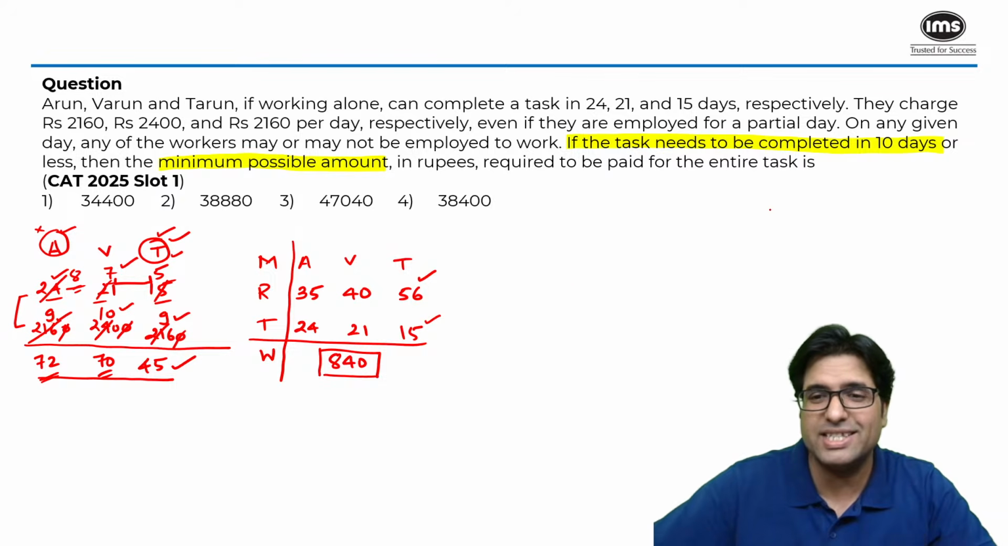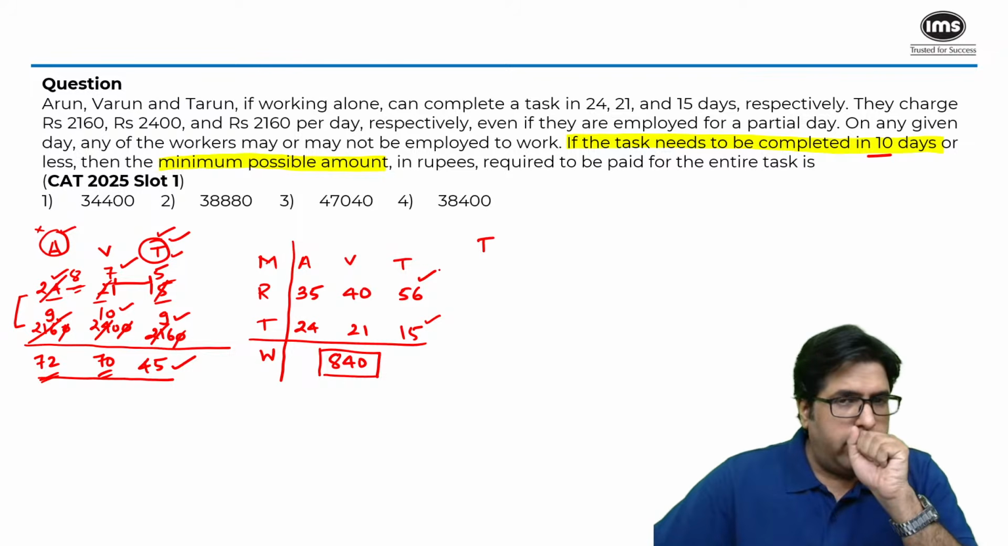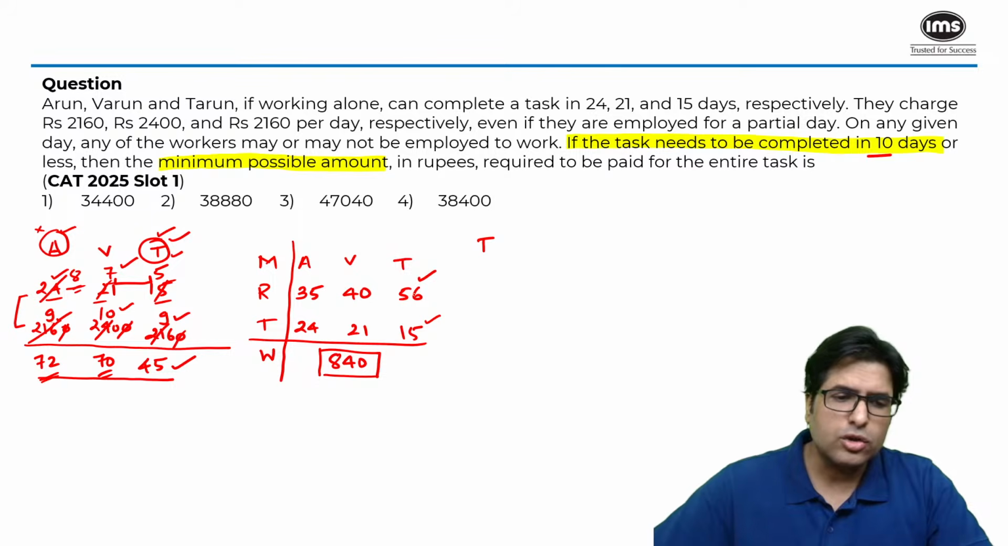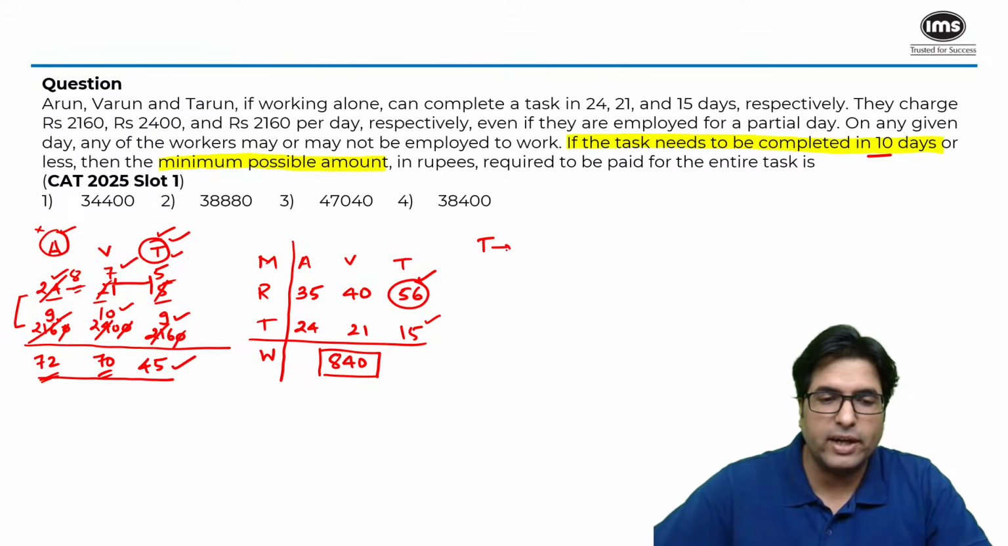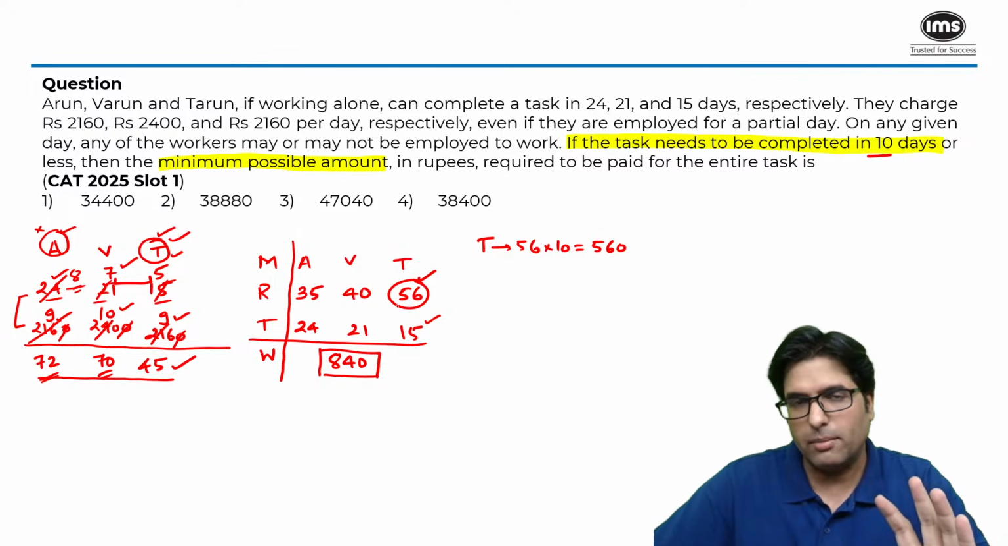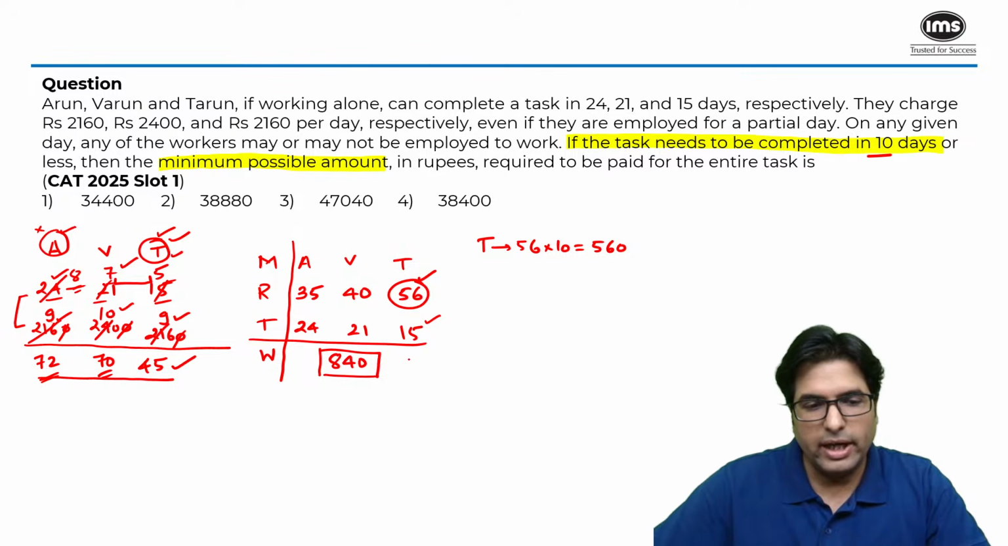We want to get this done within 10 days or so. So I'll first ask Tarun to work for 10 days. Tarun works with a rate of 56. If he works for 10 days, he will complete a work of 560 units. We need 840 to be completed. So if we subtract 560 from 840, we are left with 280.